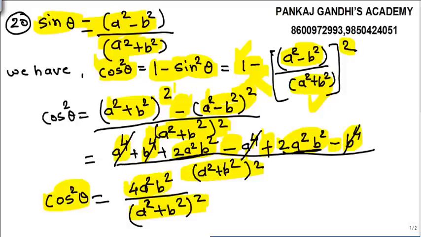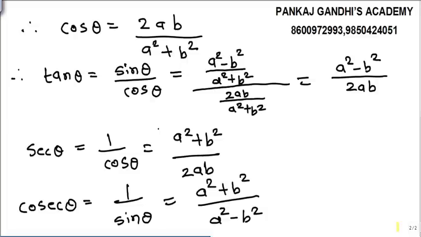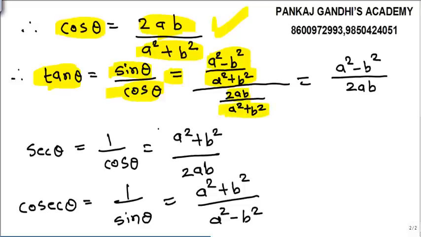So the value of cos theta is 2ab upon a square plus b square. Now the answer for tan theta will be sin theta upon cos theta. Sin theta value is a square minus b square upon a square plus b square, it's given. Now we got the cos theta value here: 2ab upon a square plus b square. This a square plus b square and this a square plus b square will get cancelled. So here it will come a square minus b square upon 2ab. Now we got the value of tan theta.